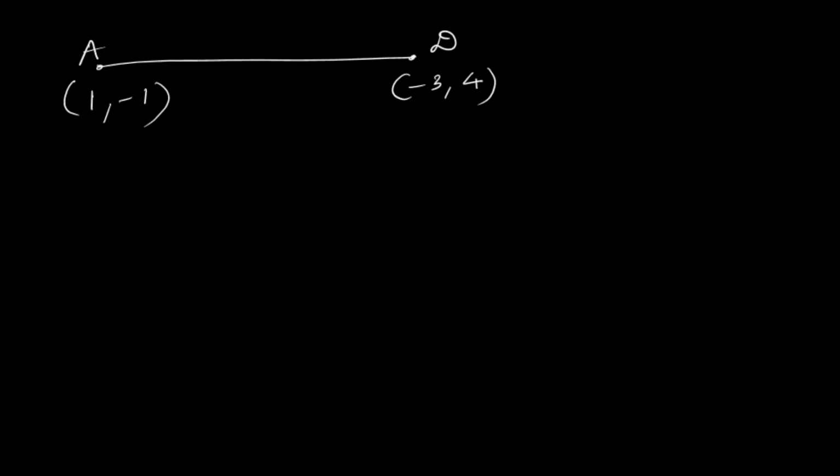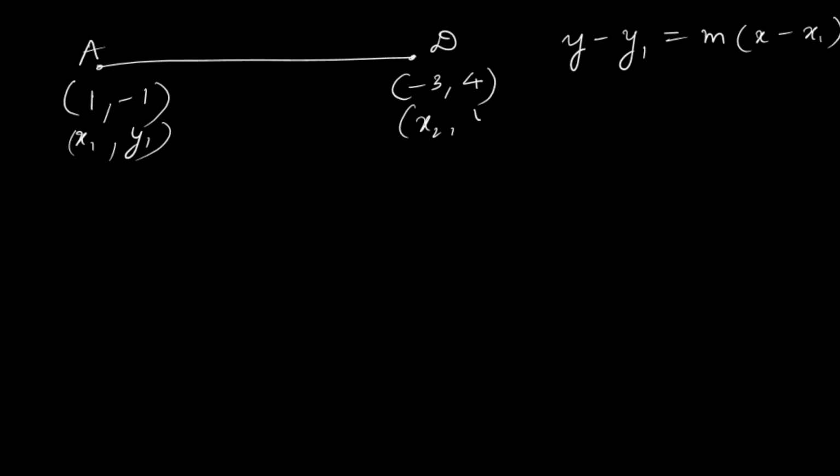We have to find the equation. Okay, so Tarun has found the equation also. Let's check. Which form? Here we will use point form. Point form is y minus y1 is equal to m into x minus x1. First of all, we'll find m, where m is slope. So again we'll write the coordinates of A and D as x1, y1 and x2, y2.